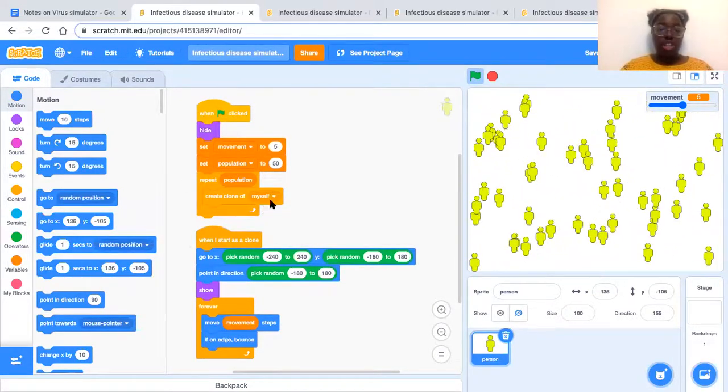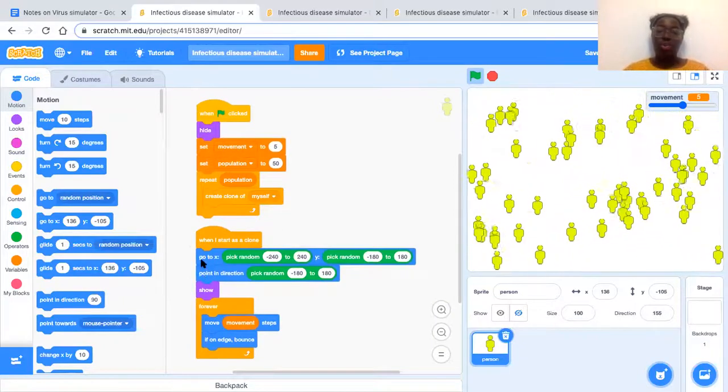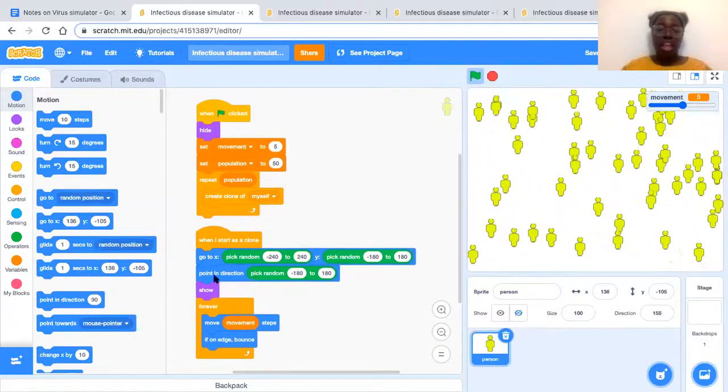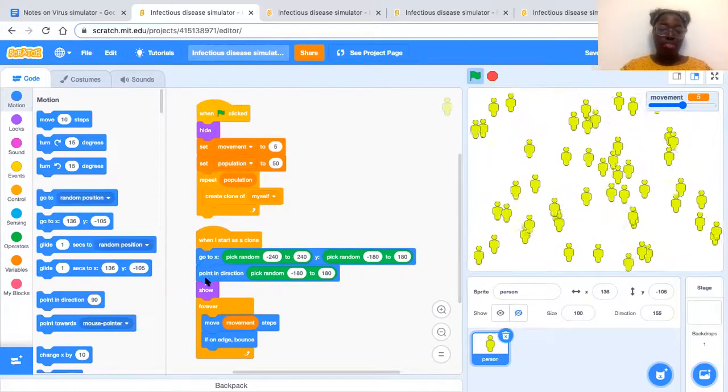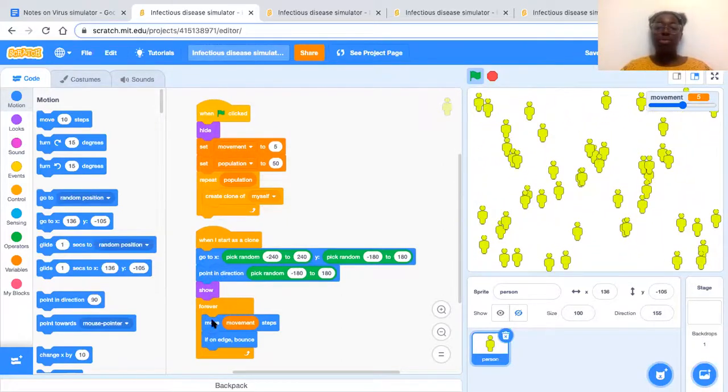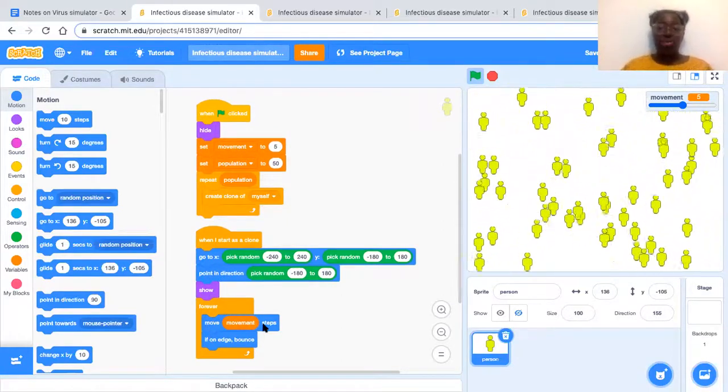So it creates 50 clones, and then the clones go to a random spot, and then they point in a random direction. And then, as we said before, they move movement steps, then if on edge bounce.